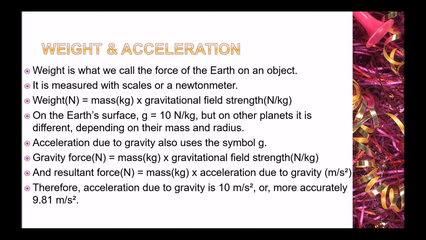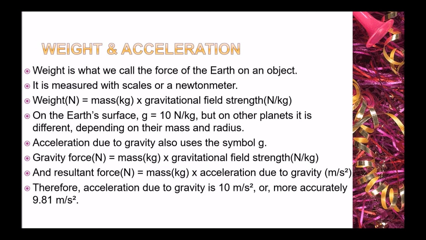So weight and acceleration. Weight is what we call the force of the Earth on an object, and it is measured with scales or a Newton meter. So weight is just mass times the gravitational field strength, and on Earth's surface the gravitational field strength is equal to 10, or 9.81 if you want to be more accurate. But on other planets it is different. For example, the moon, obviously that's not a planet, but the moon is roughly a sixth of the Earth.